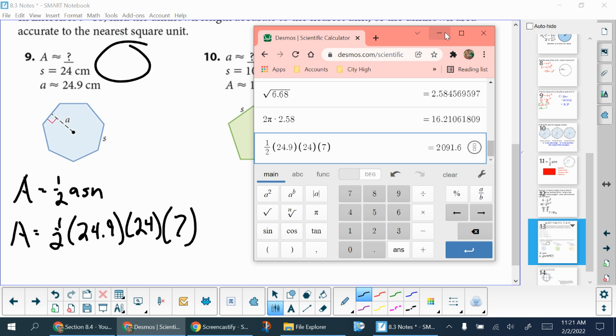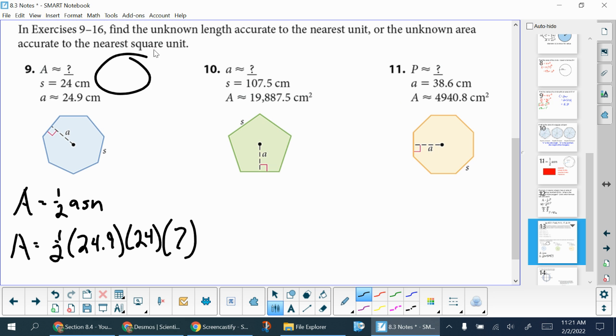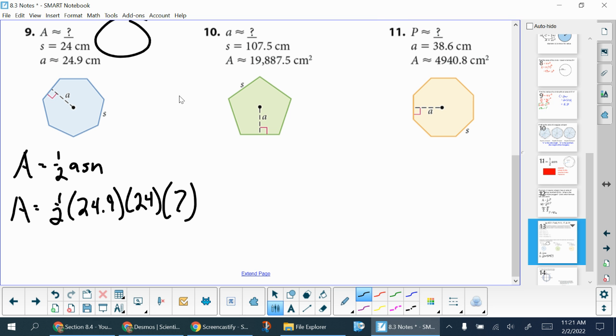2091.6. Depending on the directions and how you round it, I think this one says to the nearest unit, nearest square unit. So that'd be 2092 square centimeters. And so that's using it forward. Assuming you're using a calculator, it's really pretty easy to use that formula forwards.